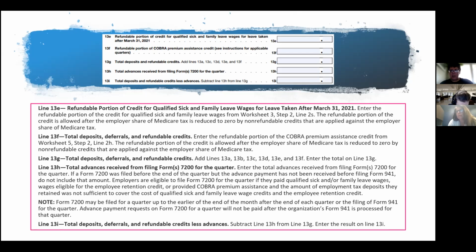We've already talked about what makes you eligible, so I won't go over that again. Do take note of that little note that's down there, because I do believe that probably is going to be on the test, where they may ask you in some way, shape, or form about it. It may be filed in the quarter, up to the end of the month after the end of each month, or the filing of form 941 for the quarter. Advance payment requests on form 7200 for a quarter will not be paid after the organization's form 941 is processed for that quarter.